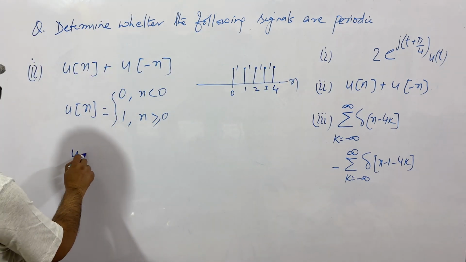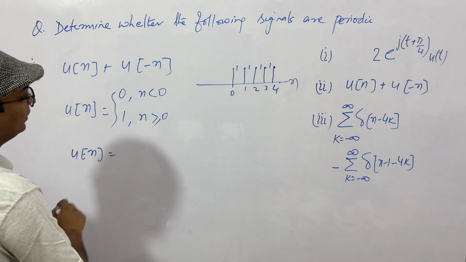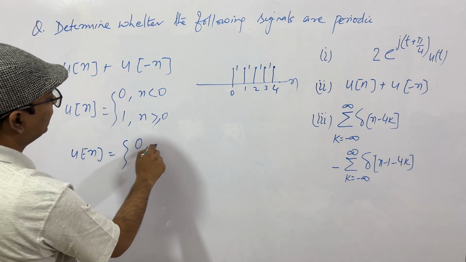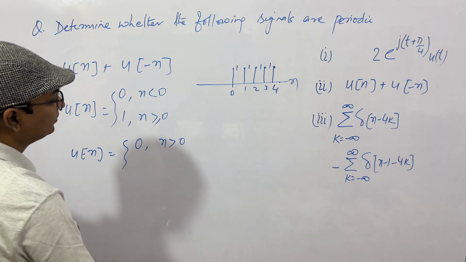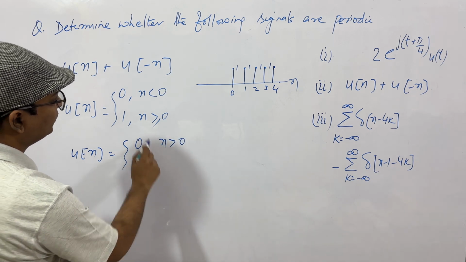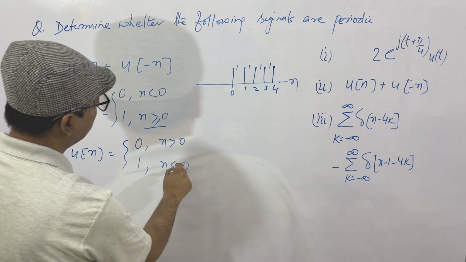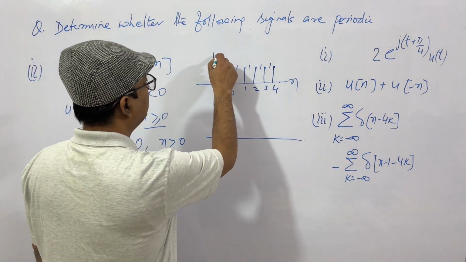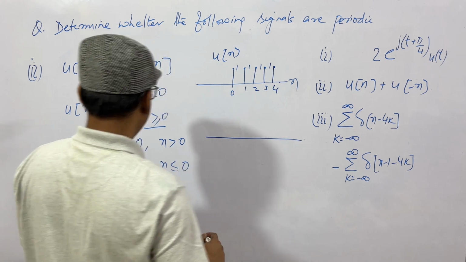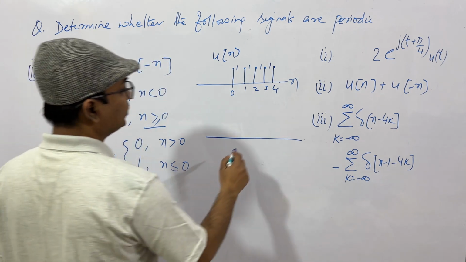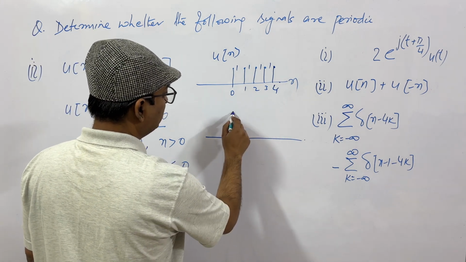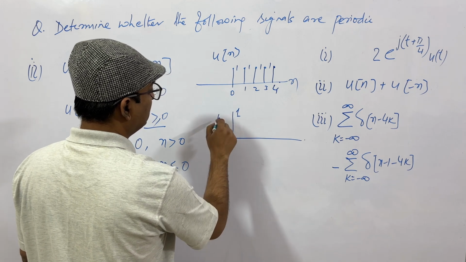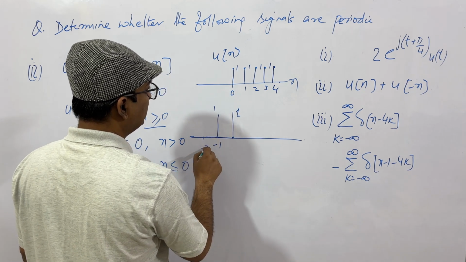What about this signal u[-n]? Since it is -n, this will be reversed. So this will be 0 for n greater than 0 and it will be 1 for n less than or equal to 0. So this signal will be like, this is your u[n] and this will be 1 for n less than or equal to 0. If this is 0, it is 1, at -1 it is 1, at -2 it is 1.